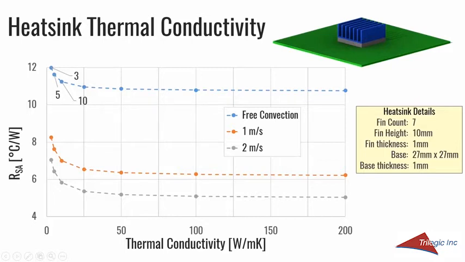We can see each line represents a different kind of flow condition. Blue, free convection or natural convection. The one I want, 1 meter per second, is orange, and then gray is 2 meters per second.